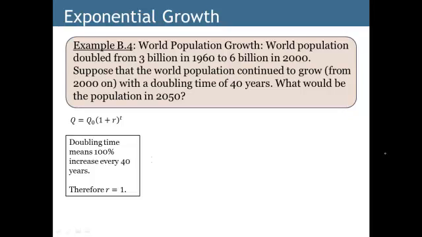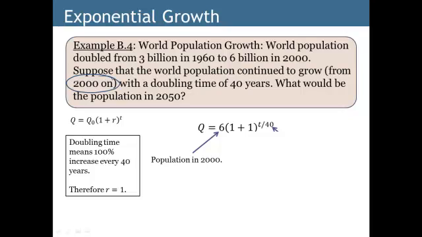So reminder, doubling time means 100% increase, and this is happening every 40 years, by the way. But 100% increase means R is 1. So that gives us this equation. So R is 1. Where'd the 6 come from? Well, the 6 is the population in 2000 because they wanted us to talk about this growing from the year 2000 on. So my model is built from 2000 on.